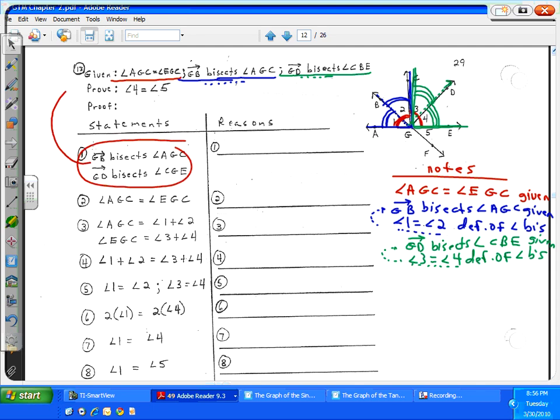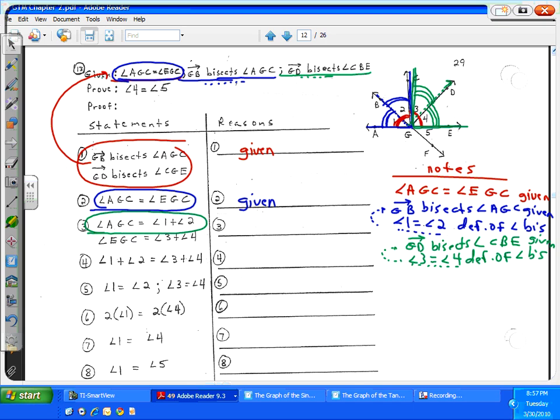So we go to the first statement. All of this given stuff, you look up here and there it is, given, so we put given. And then it says angle AGC is equal to angle EGC, and we look up here, angle AGC is equal to angle EGC, and that was given too. Good thing we looked again.